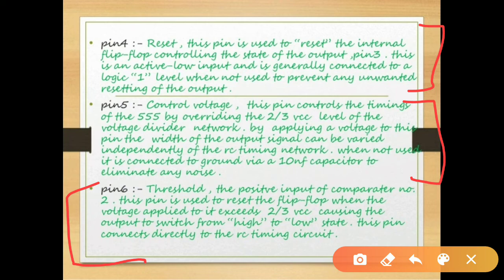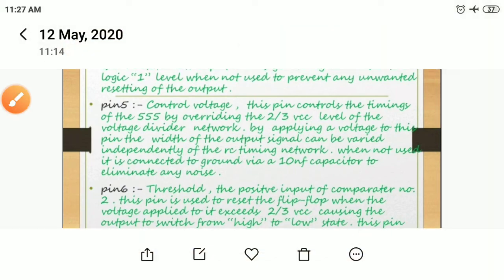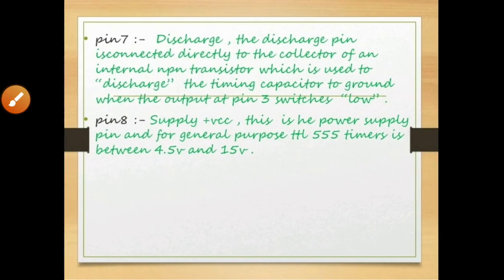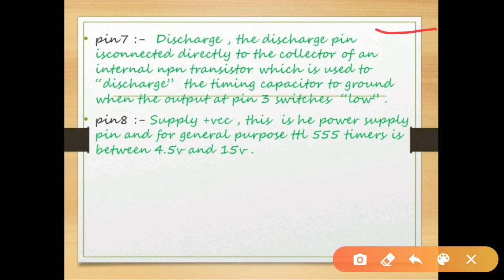So this pin is connected directly to the RC timing circuit, okay, that is the function. Next, pin number 7 is discharge. As I said, it discharges the stray charges. The discharge pin is connected directly to the collector of the internal NPN transistor, which is used to discharge the stray voltages or offset voltages.